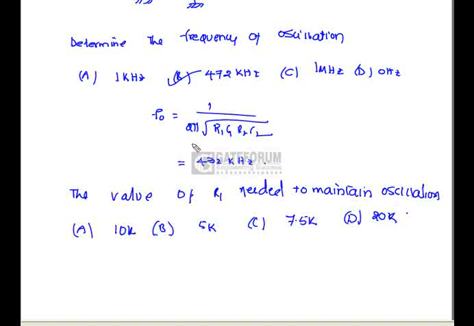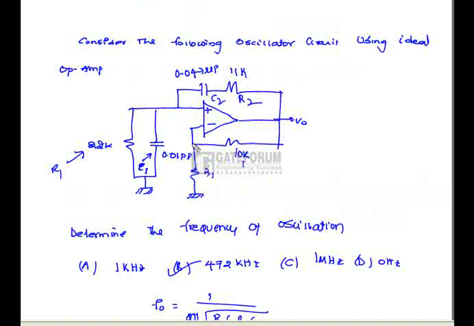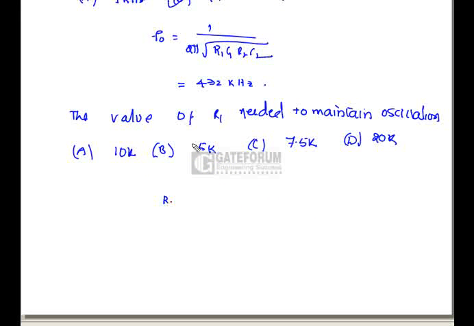Now, in the above circuit, find the value of R1 needed to maintain the oscillation. See, the condition for oscillation is, if we assume this resistance is R2 and this resistance is R1, R2 must be 2R1. Here R2 is 10K, and 2R1 means R1 is 5K. Hence option B is correct.